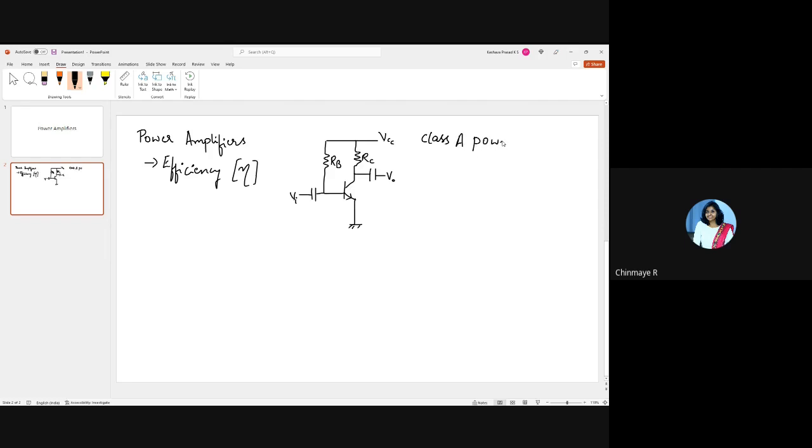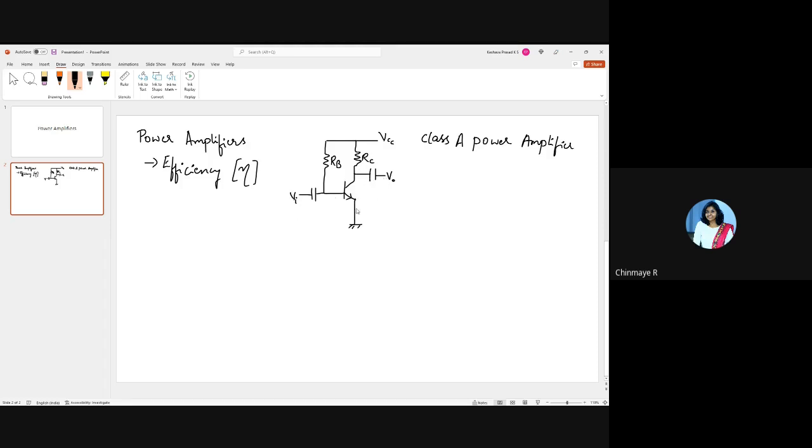There are several types of power amplifiers: Class A, Class B, Class AB, and Class C. We'll see all of them one by one. We'll also discuss the advantages and disadvantages of all the amplifiers that are in the syllabus. In this Class A amplifier, as you can see, the transistor is always biased in the active region, which means the transistor is always on, whether or not you have a signal at the input to be amplified.